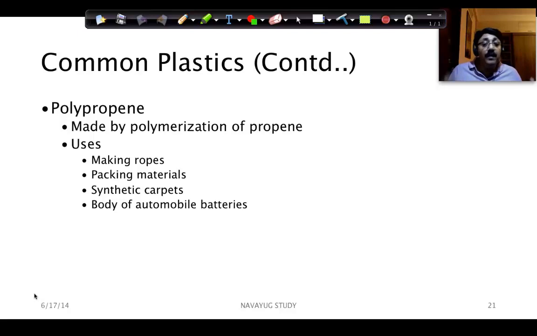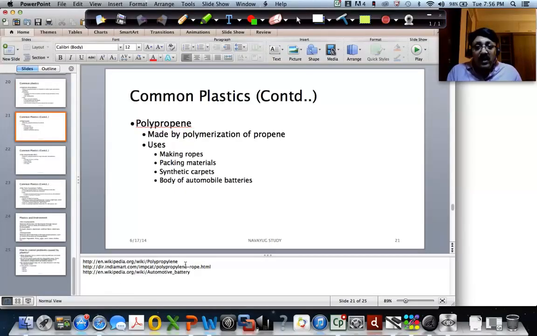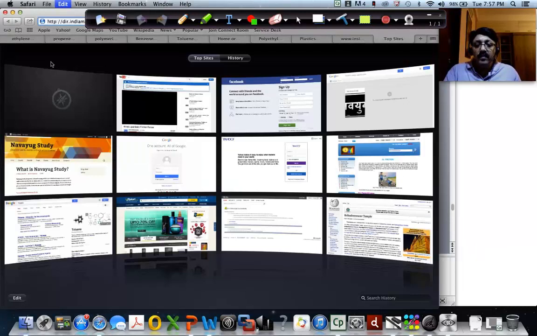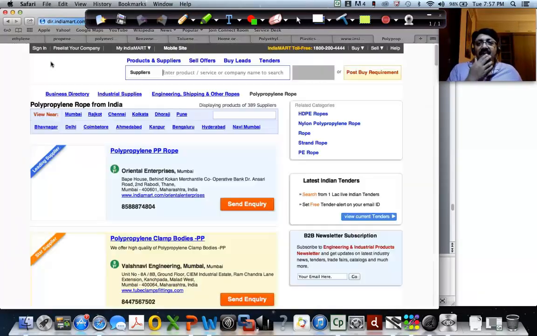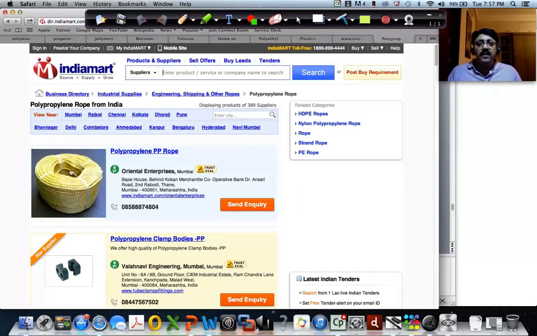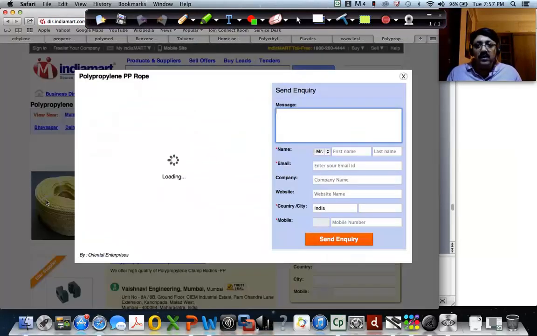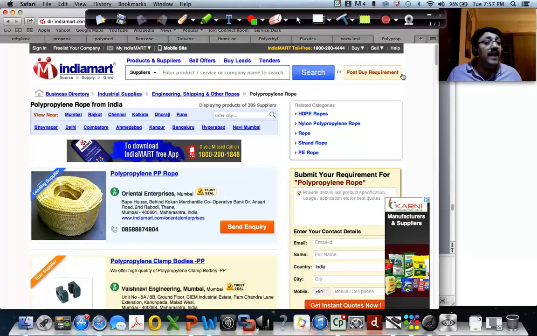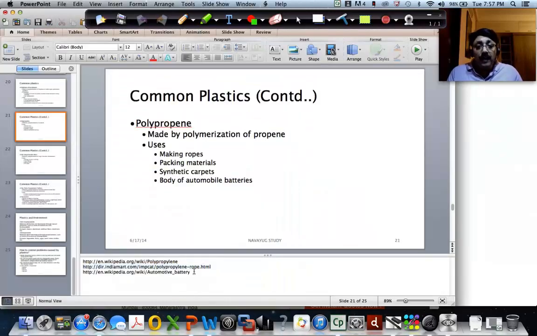Body of automobile batteries, right? So I want to quickly show you these examples. This is a synthetic rope, right? Made out of polypropene. So this is what I'm talking about, the rope. This kind of rope is used very often. They're pretty strong, very strong ropes, and usually don't react with acids and all that stuff, right? So it's a pretty good thing which is also used in industry, the polypropene ropes. The other example is the automobile battery casing.